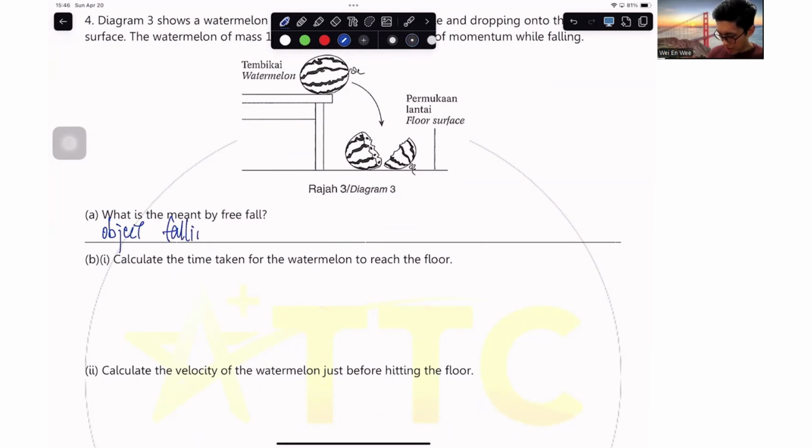Object falling due to what? What is causing it to fall down? Gravity, right? Object falling due to gravity, right? But doesn't everything fall due to gravity? Why do we specifically call this free fall? What's so special about this that you call it free fall instead of just normal falling?